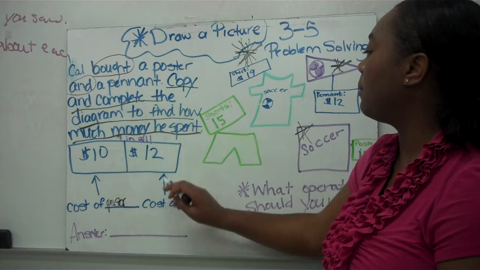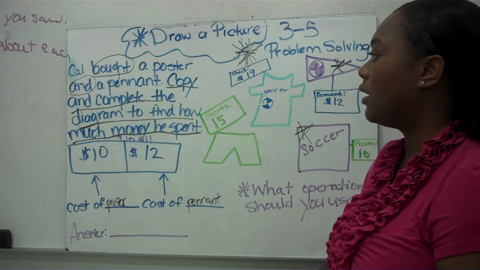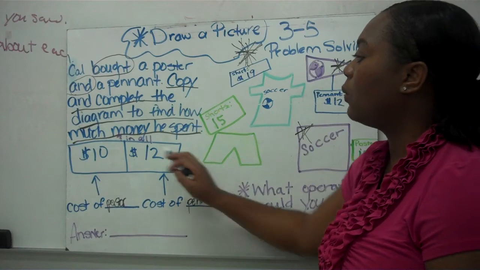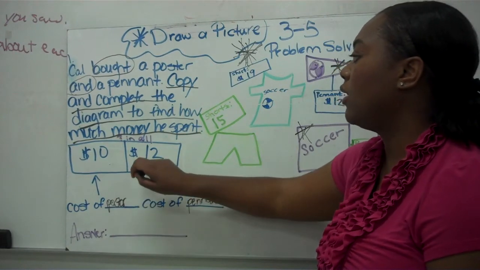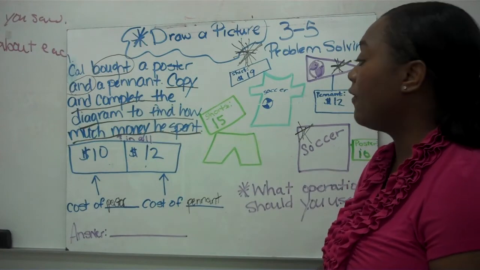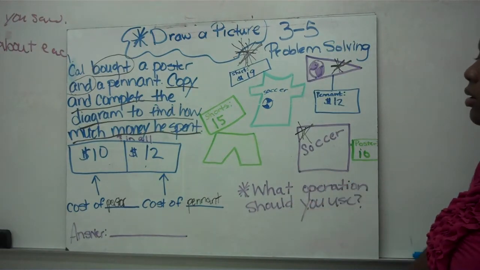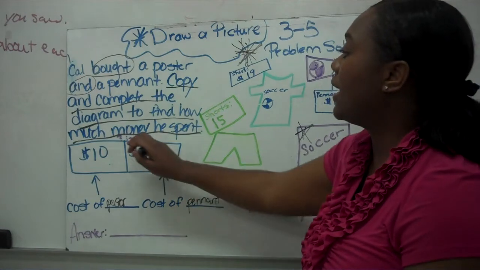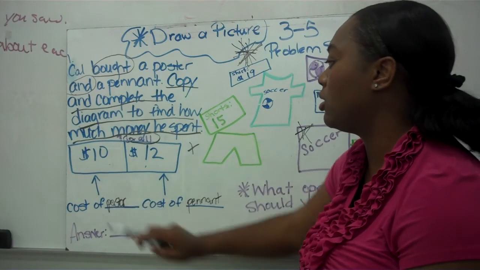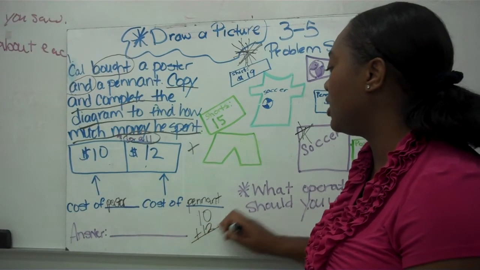And this right here represents the pennant, because the pennant cost $12. And the question was, how much money did he spend? Now let's look at your diagram. We know both parts. We know he spent $10 and $12. We don't know how much he spent in all. So that's what we're trying to find, the total. Remember, when you're trying to find the total, the question you should ask yourself is, what operation should I use? In all goes with addition. So if he spent $10 on the poster and $12 on the pennant, I can add those two together to find out how much he spent in all.